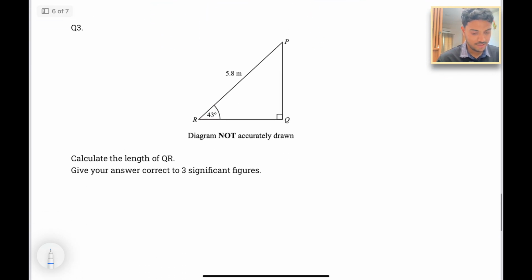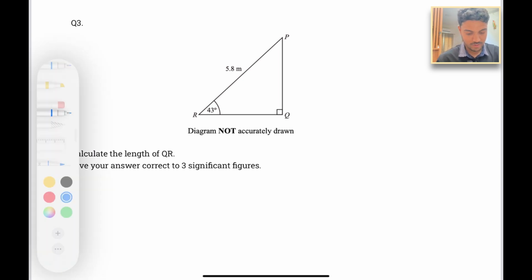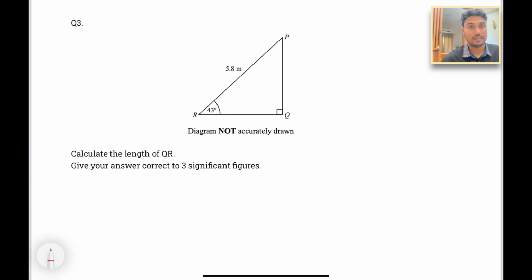Question number 3. It says calculate the length of QR. Give your answer correct up to 3 significant figures. So when we have to find the length of QR, we can clearly see that this is a right angle triangle, but one angle and one side is known to us. So now we have to apply trigonometric ratios. We can use SOHCAHTOA method. The hypotenuse is given to us and they are asking us to find the length QR, which is adjacent, right?